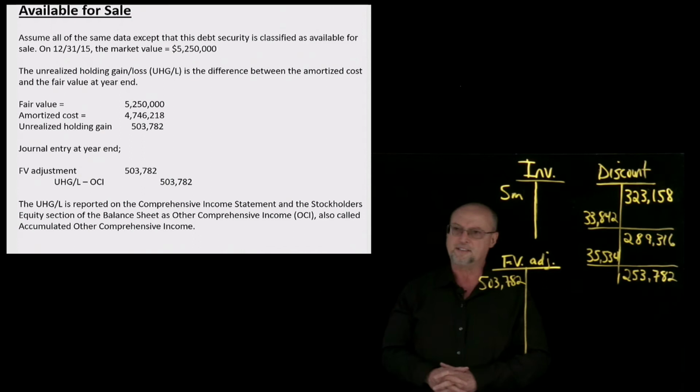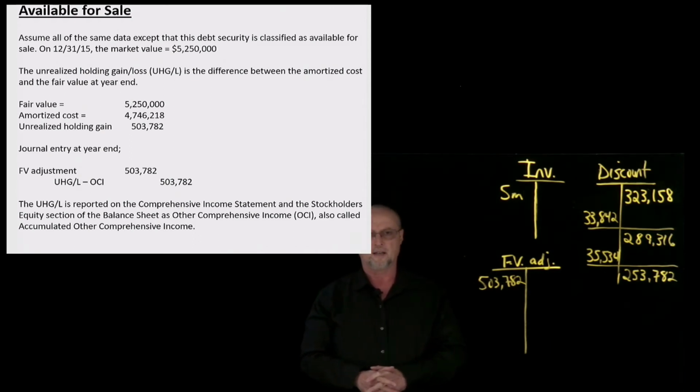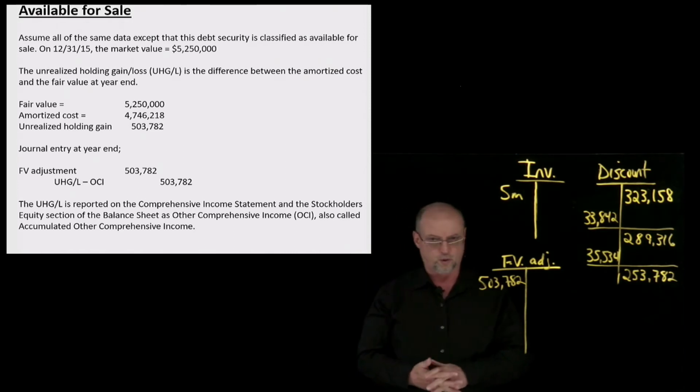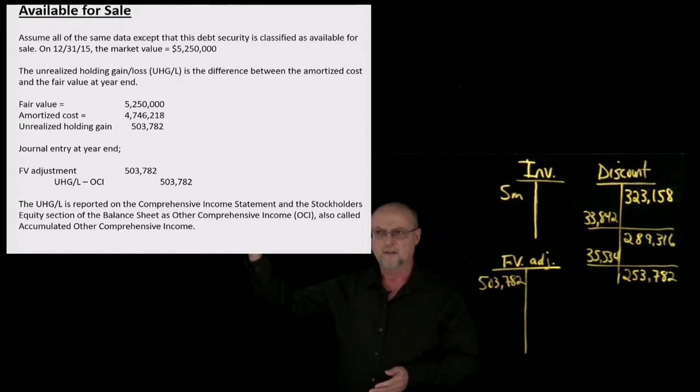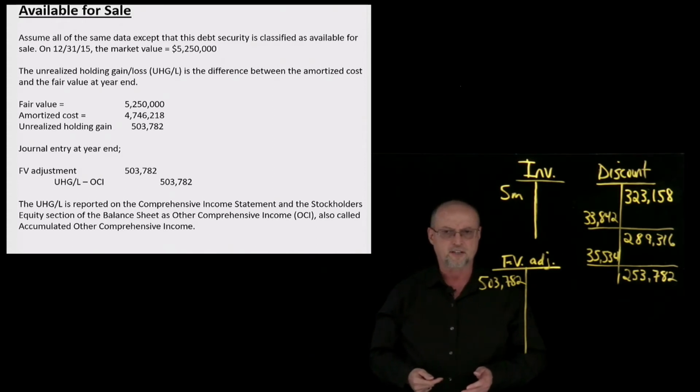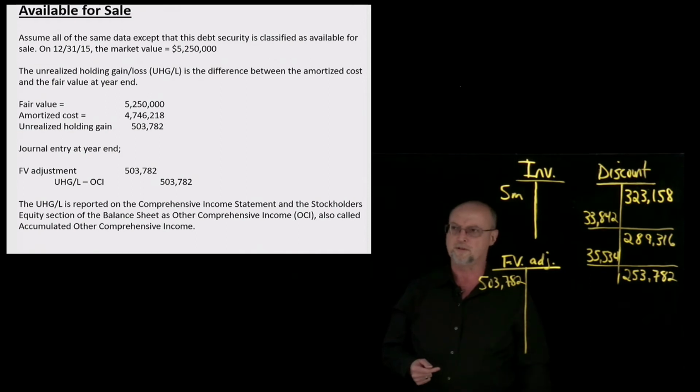The last classification is available for sale. We don't plan on selling it in the short term, so it's not trading. We're not committed to hanging on for however many years this bond may be outstanding, so it's not held to maturity. It's in between. We call that available for sale.